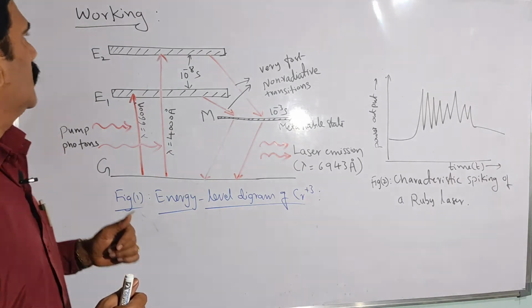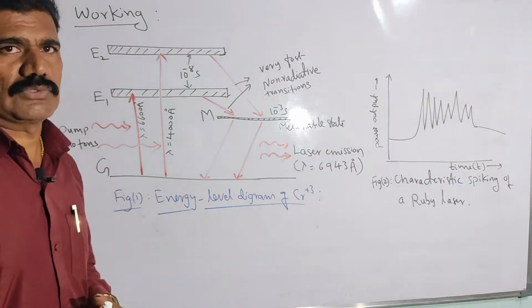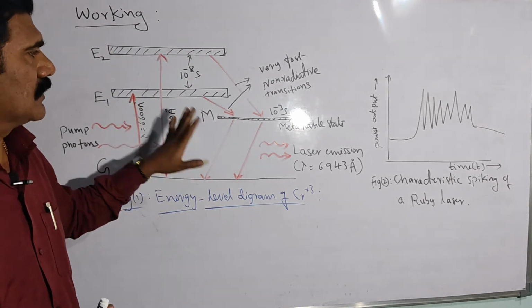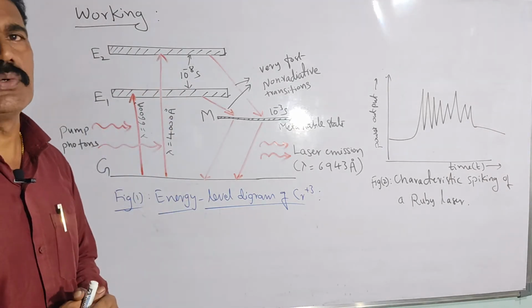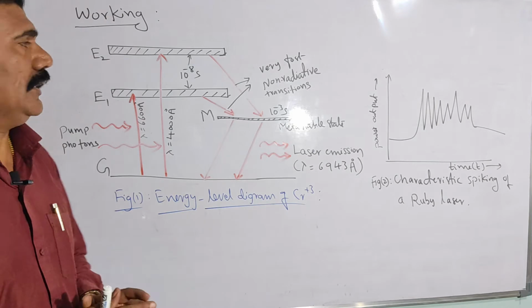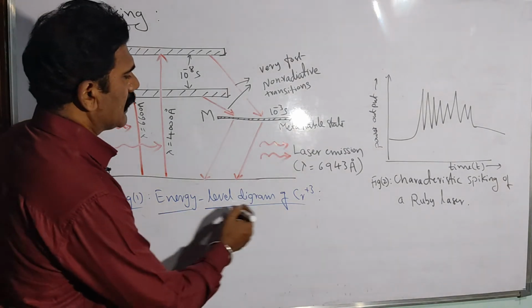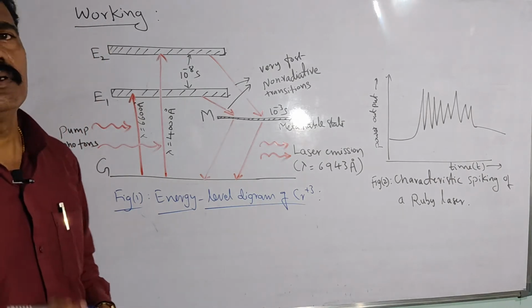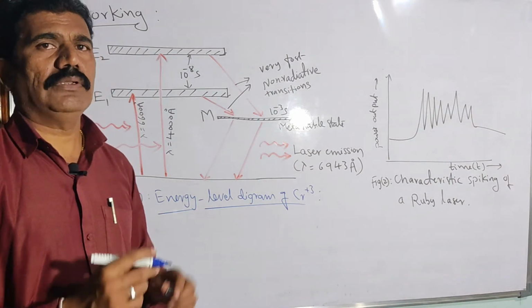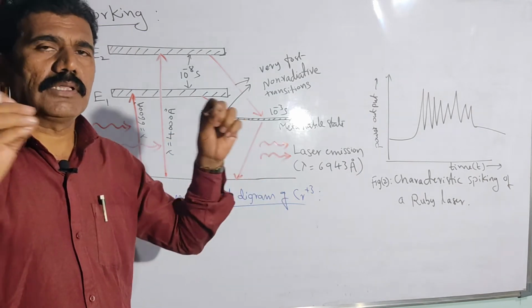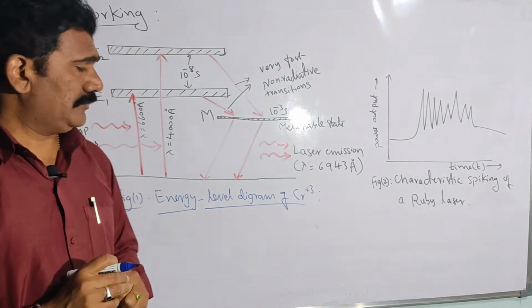Now let us try to understand how the ruby laser works to produce the lasers. With the help of this energy level diagram, we can understand how the lasers are produced in the ruby crystal. Okay, look at this diagram. Basically it is an energy level diagram of chromium ions present in the ruby crystal.